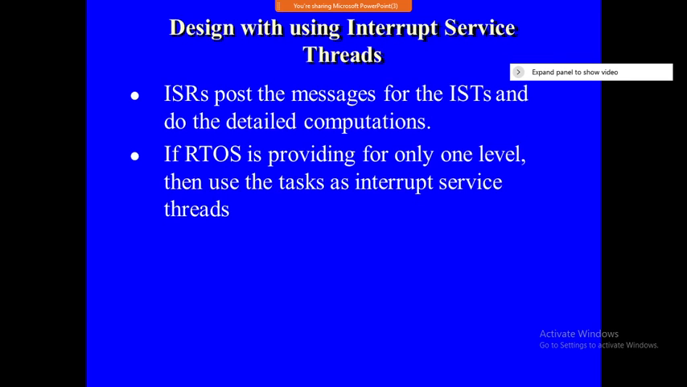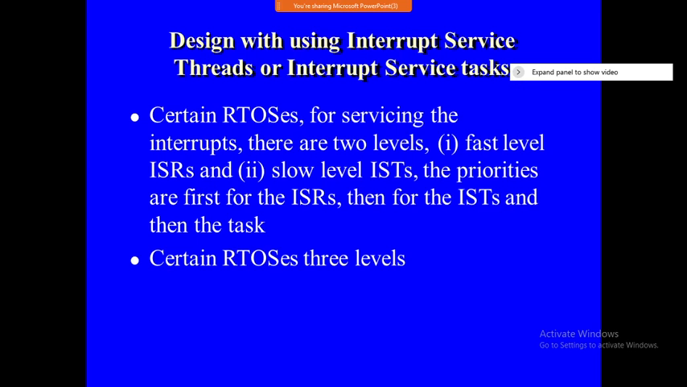Next, design with the ISRs and the tasks. In this one, first the ISRs will be executing, then the task will start executing. The first preference will be given to the ISRs. ISRs means interrupt service routines. The ISR will post the messages, then that message will be sent to the OS, and the operating system will give those messages to the task. The task will take those messages and start executing.